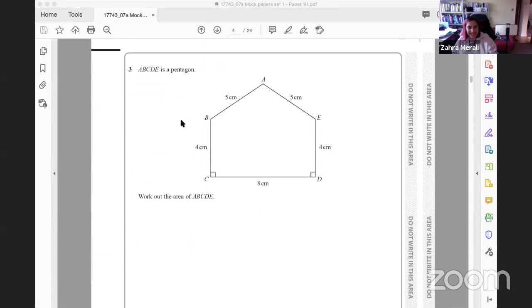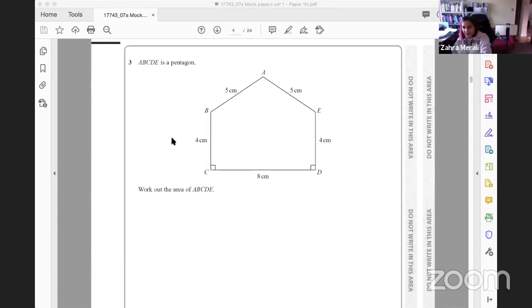We've got a pentagon, and we want to work out the area. In order to work out this area, we're going to split it up. Remember, we don't have a calculator, so we're going to try and make it as easy as possible. I would actually split this up into 3 bits. So I've got 2 triangles and I've got a rectangle. Now the rectangle, super easy. I can do 8 times 3.